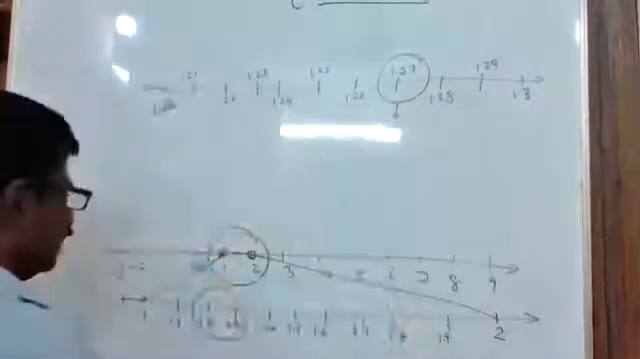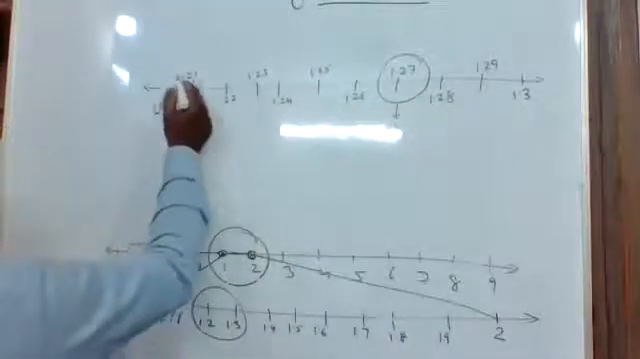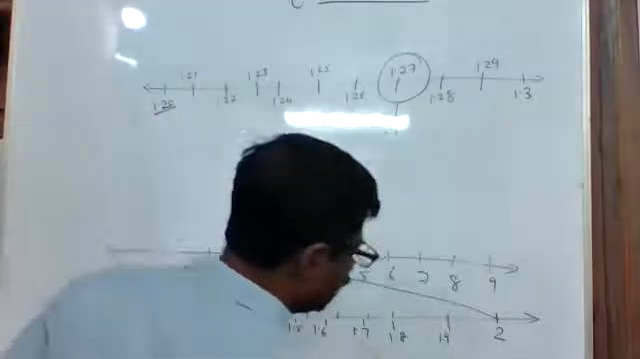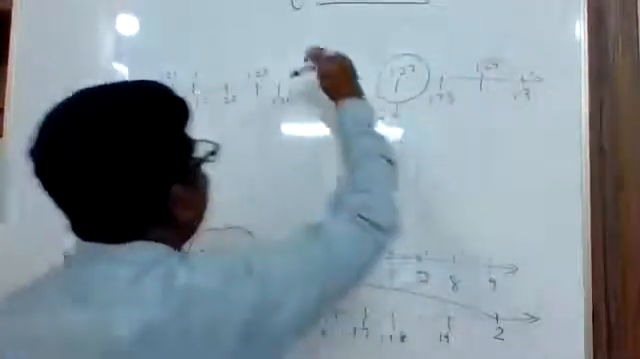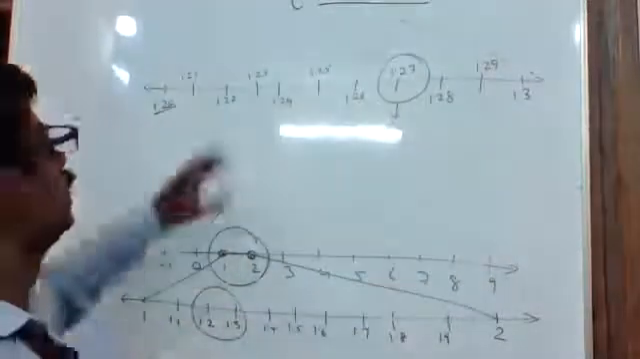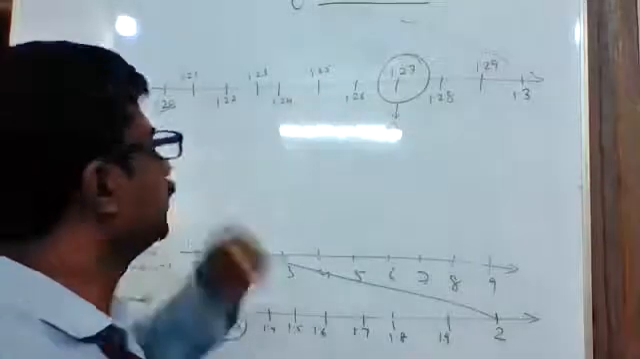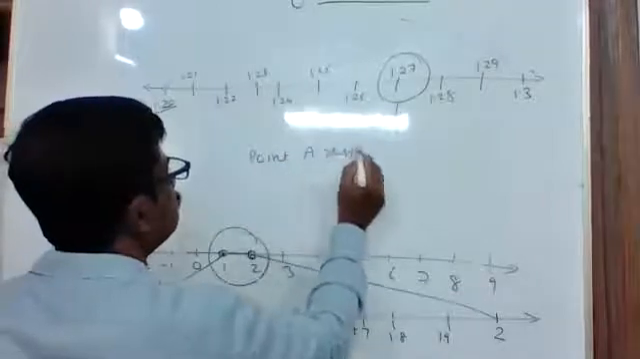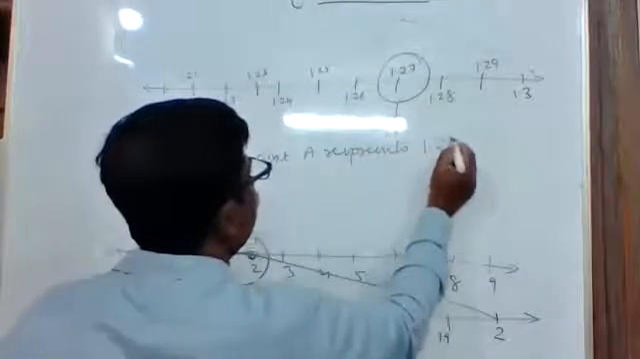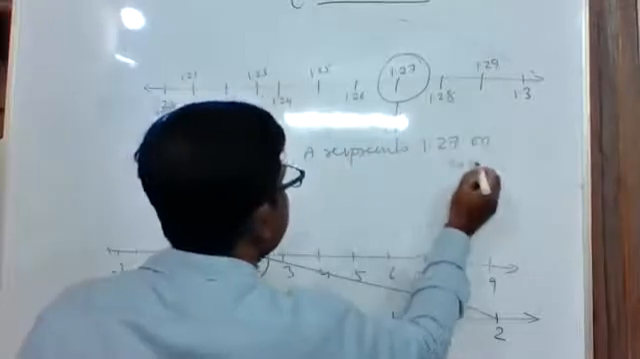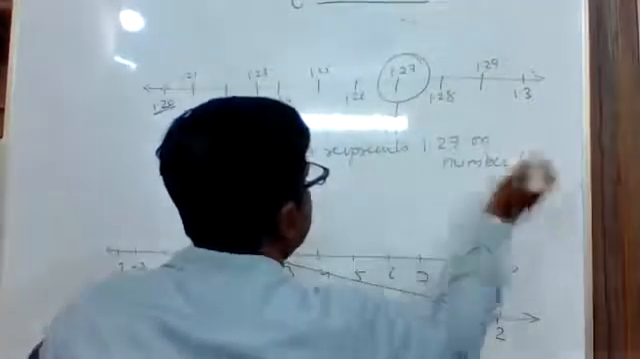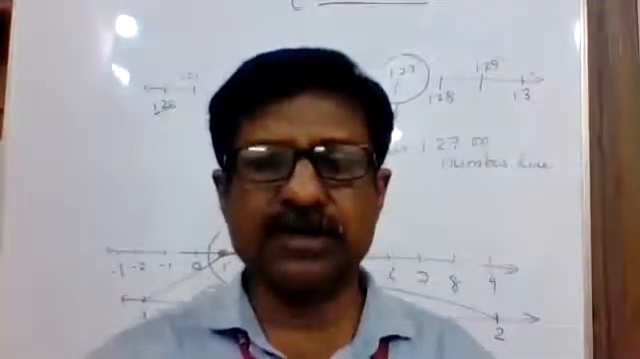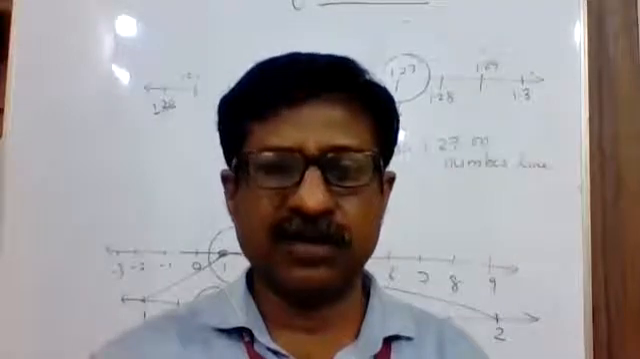After magnifying, we are getting it. Therefore, this 1.2 will come here and this 1.3 will come over here. If you are drawing this below that, you have to write 1.2 and 1.3. At last, you write point A represents 1.27 on the number line. That's all. This is the successive magnification method to represent a number on the number line.